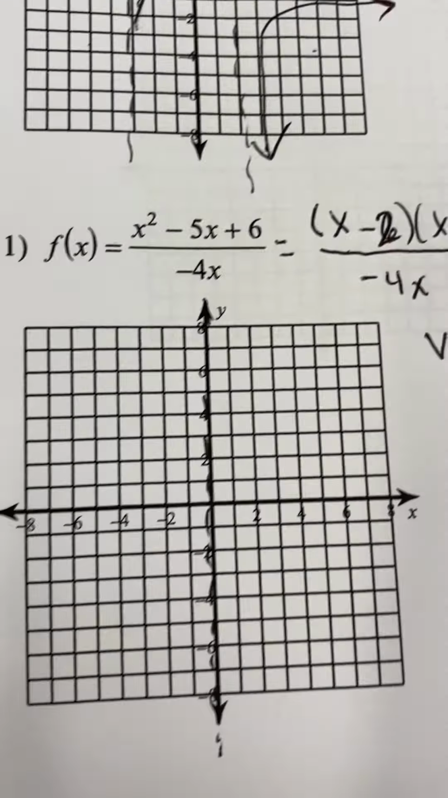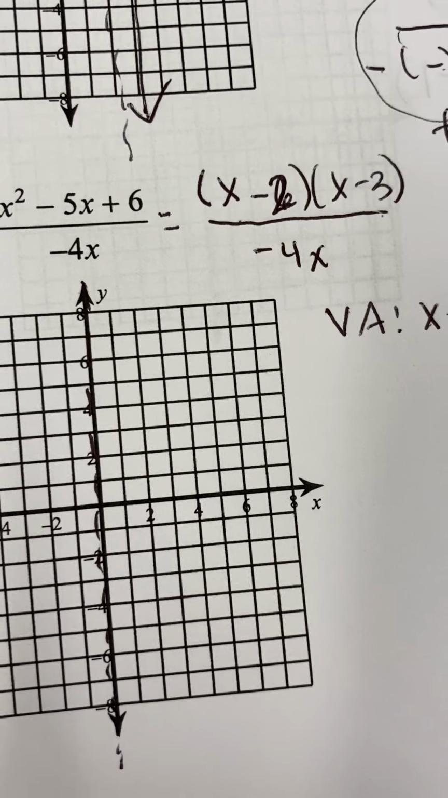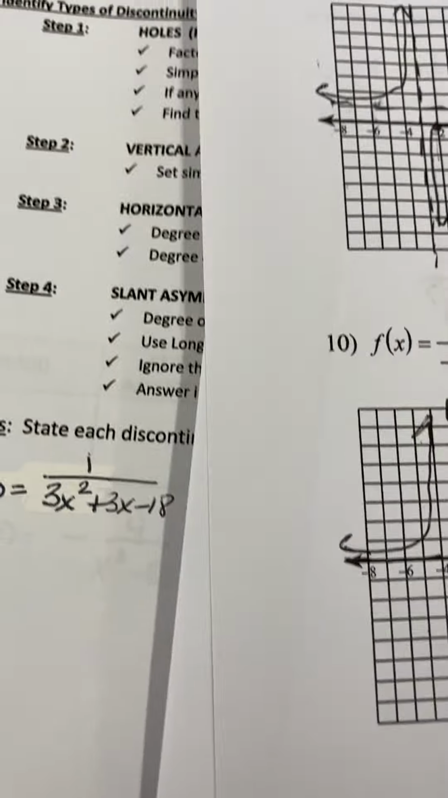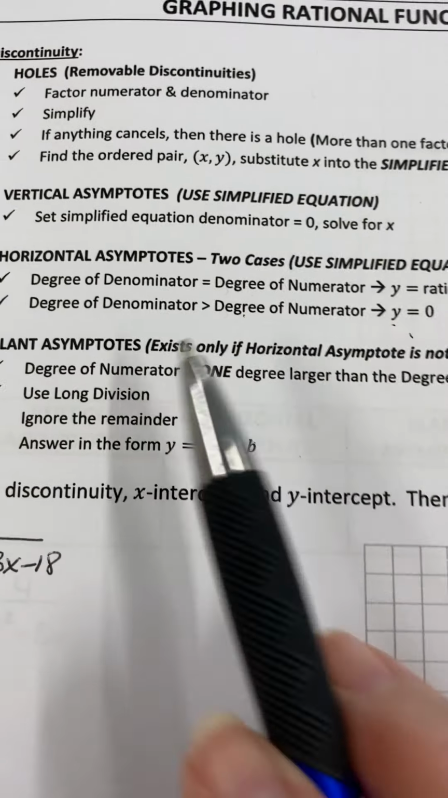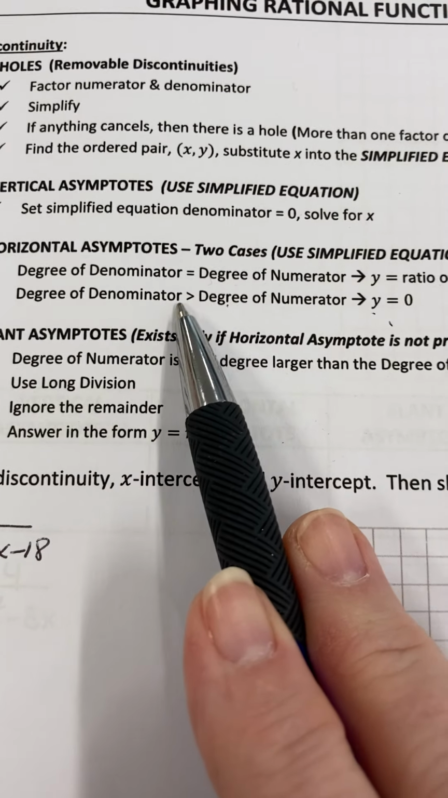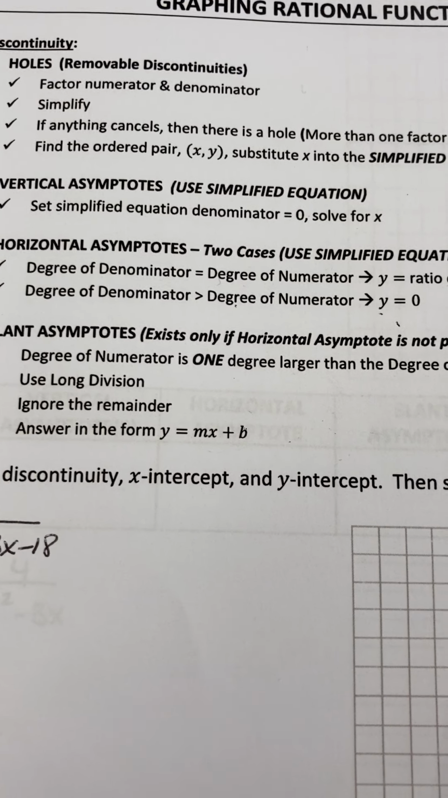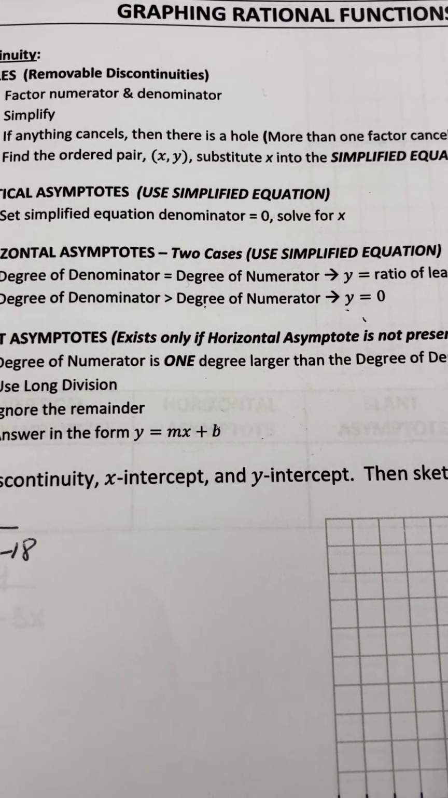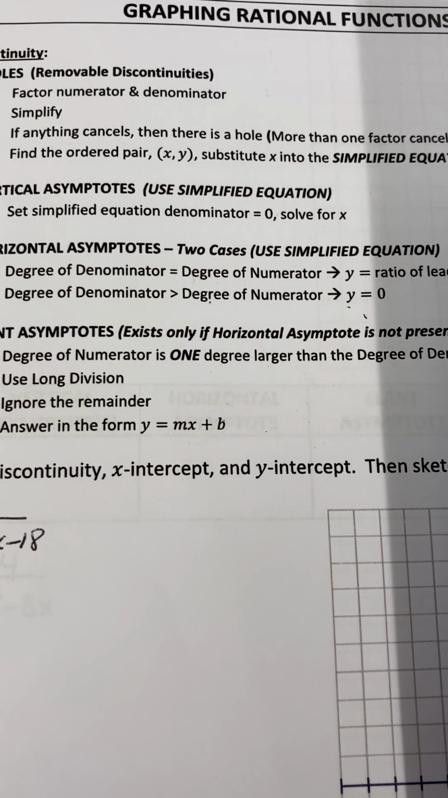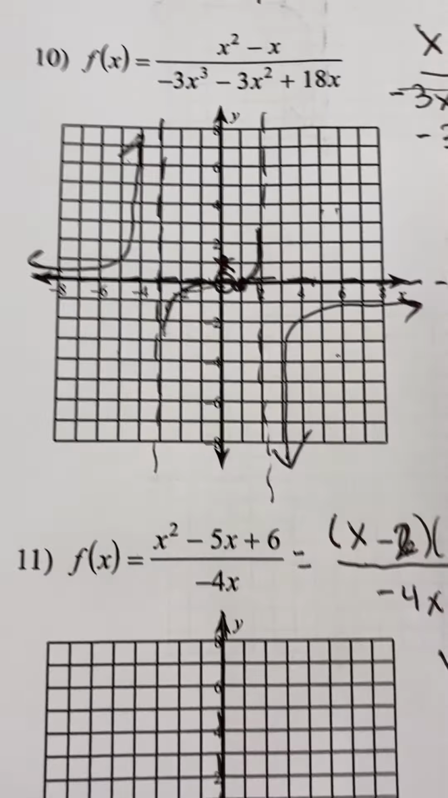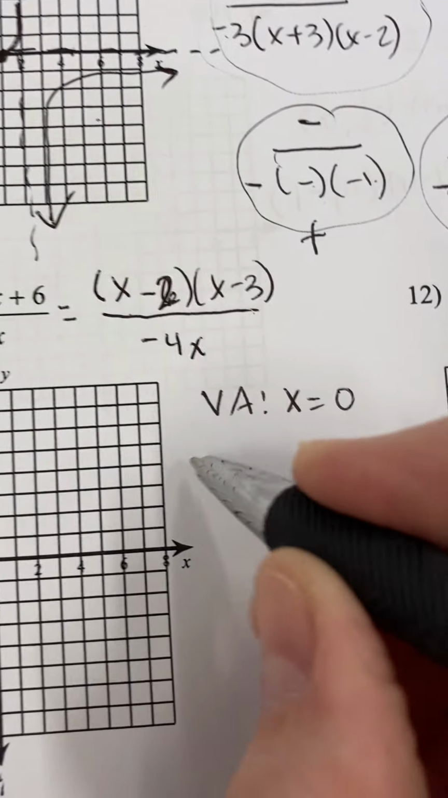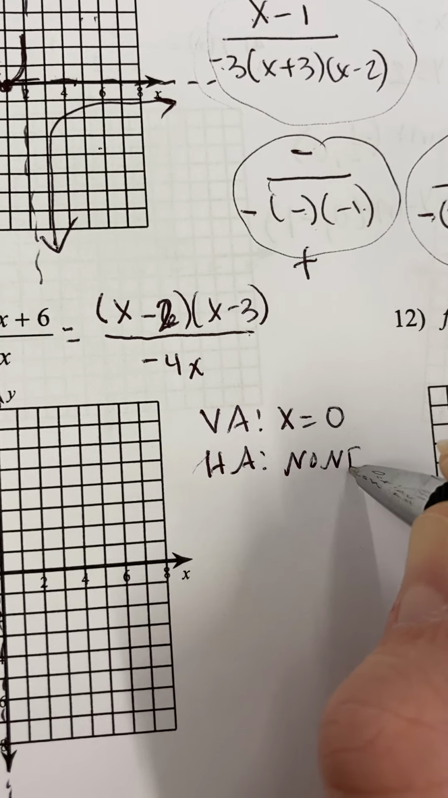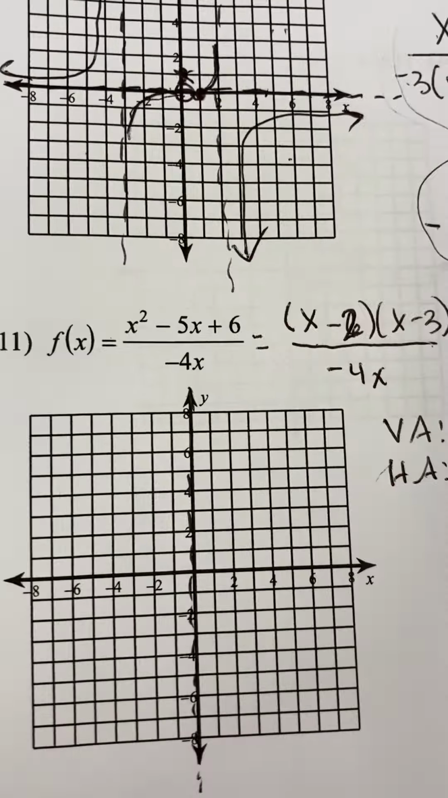To find my horizontal asymptotes, I'm going to go to my little cheat sheet over here. If the degree is equal, then I want the ratio. If the degree is greater, I want that. Well, it's neither. The denominator does not equal, and the denominator is not greater, because if you take a look at the problem, the numerator is greater, so my horizontal asymptote is none. It does not have one because the numerator has a higher degree than the denominator.